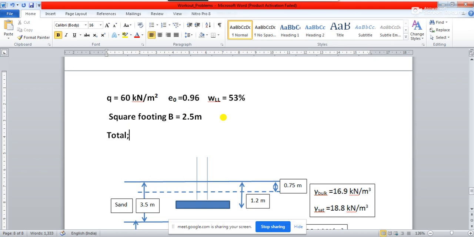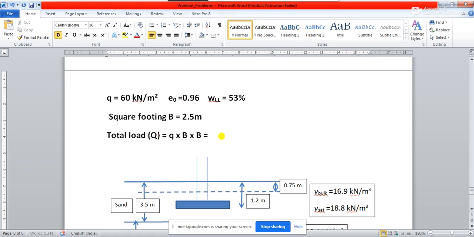Total load coming to the footing. If we define the total load as capital Q, what will be the value? Small q multiplied by B multiplied by length. In this case it is a square footing, so it will be multiplied by B. So what will be the total load?